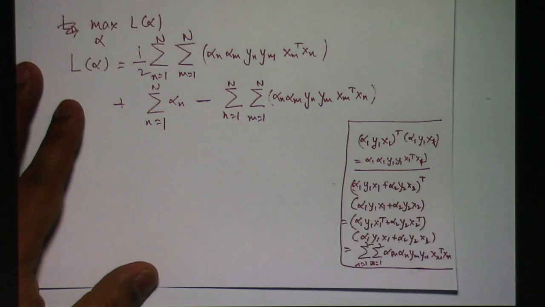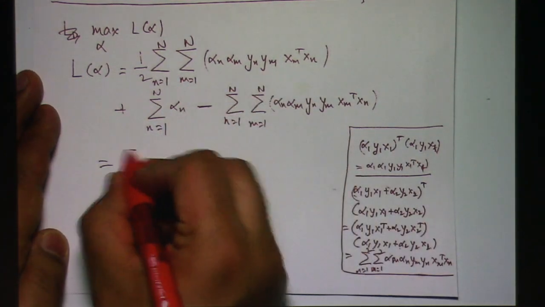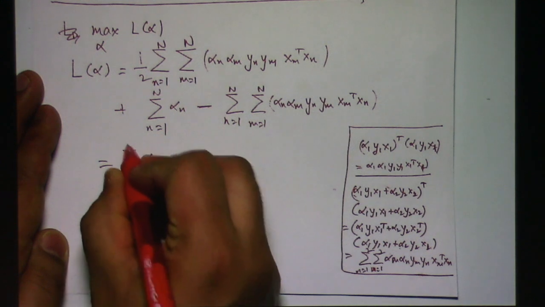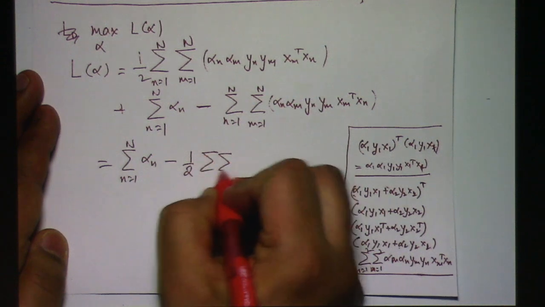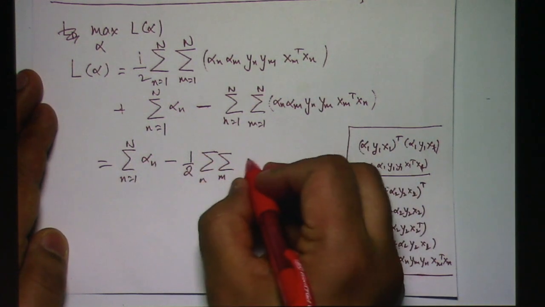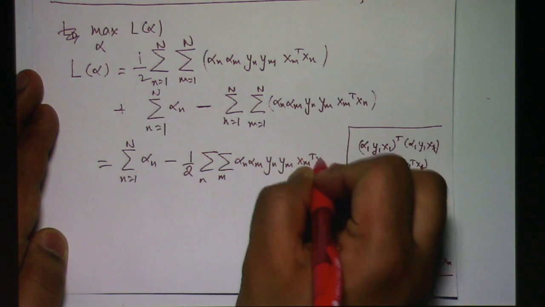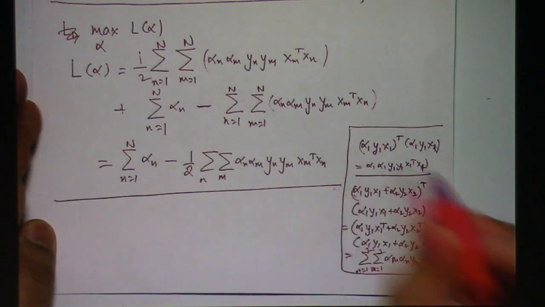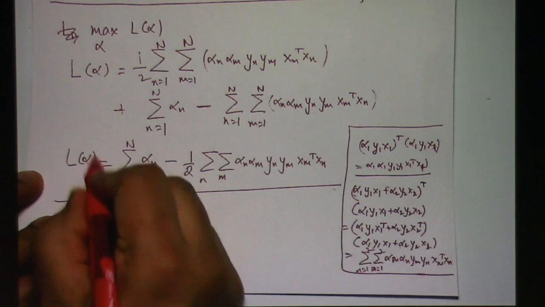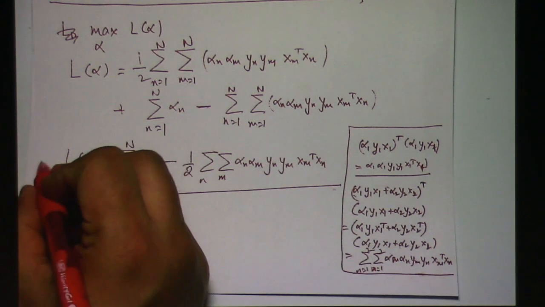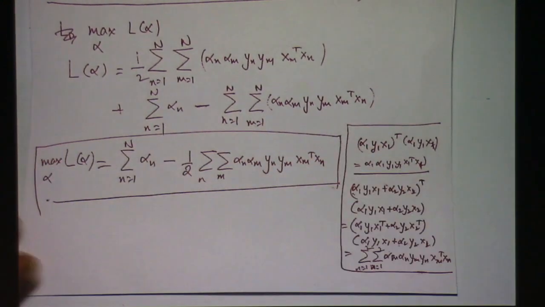Anyway, this is what you get. Let's go back to this size. Since this is just the same thing with a half, it will look like this: the sum of alpha n for n equal to 1 through n, minus half of the sum over m, n of alpha n alpha m y n y m x m transpose x n. So this is our new optimization problem, and we want to maximize this. We want to find the max with respect to alpha. Any questions?